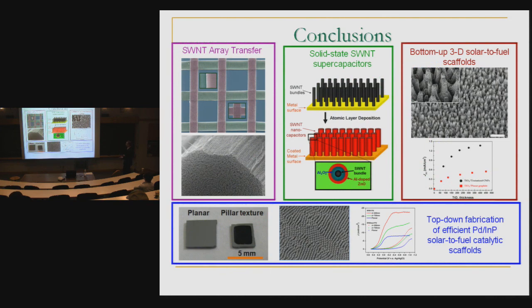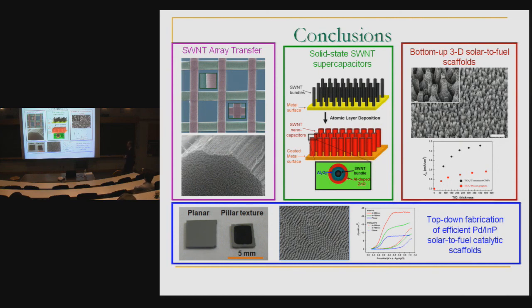Okay, so these are my conclusions. I first showed you a way to transfer carbon nanotube arrays, particularly to make energy devices, in order to make these electrically addressable self-assembled carbon nanotube array materials. Then I utilized this material to make supercapacitors using atomic layer deposition, which have promise of both high energy density and high power density, which is exciting for things like on-chip applications.